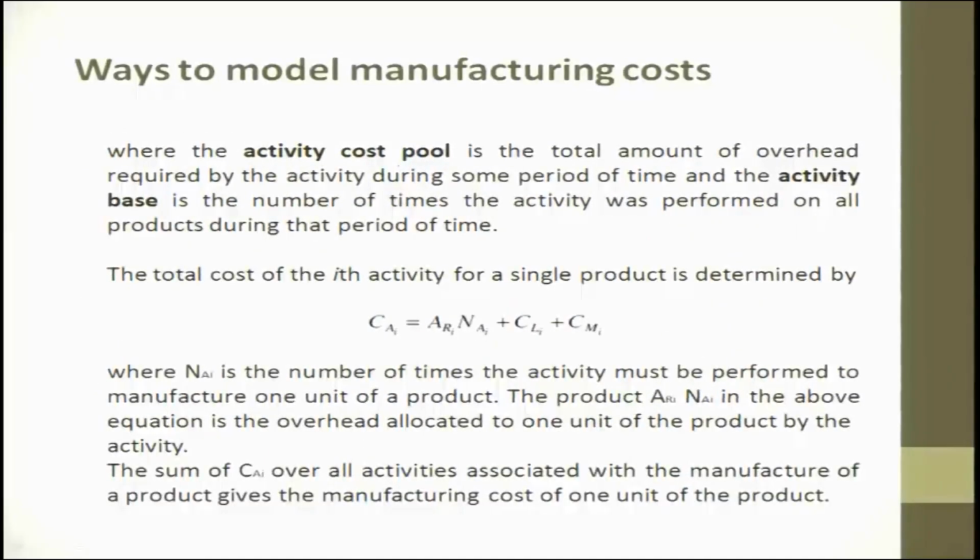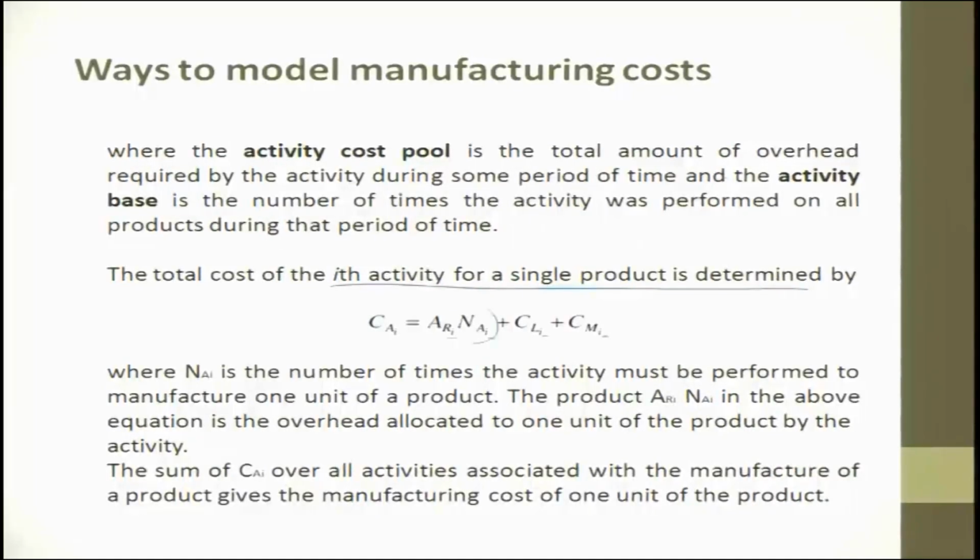The activity cost pool is the total overhead required by activities during some period of time, and the activity base is the number of times the activity was performed on the product during the period of time. So the total cost of the ith activity of a single product is determined by CAi equal to ARi times NAi plus CLi and CMj. So this is for the ith product.